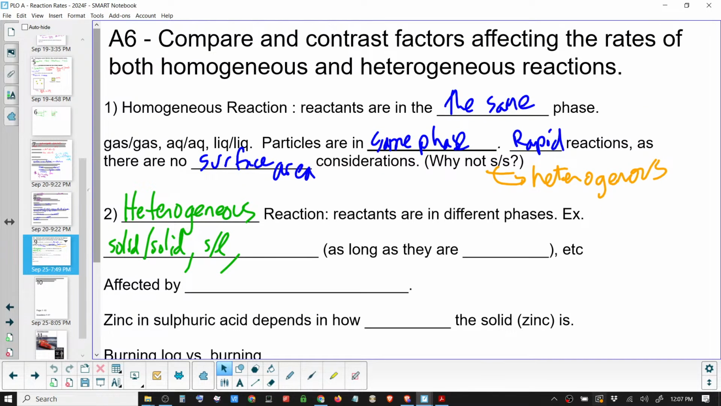Compare and contrast factors affecting the rates of both homogeneous and heterogeneous reactions. Reactions in the same phase are homogeneous: gas, aqueous, liquid. We've already answered why not solid, because that's separate, so it's actually heterogeneous. Somewhere here I have my own notes so I don't get lost. Solid, liquid. Oh, yeah. You have solid, liquid.